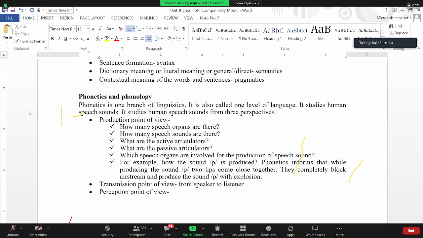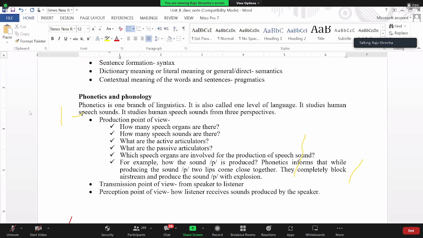Then, from the reception point of view, how the listener receives sounds produced by the speaker. यो हेर्ने चाहिँ फेरि के भने perception point of view, transmission point of view, and then production point of view. This is what phonetics.